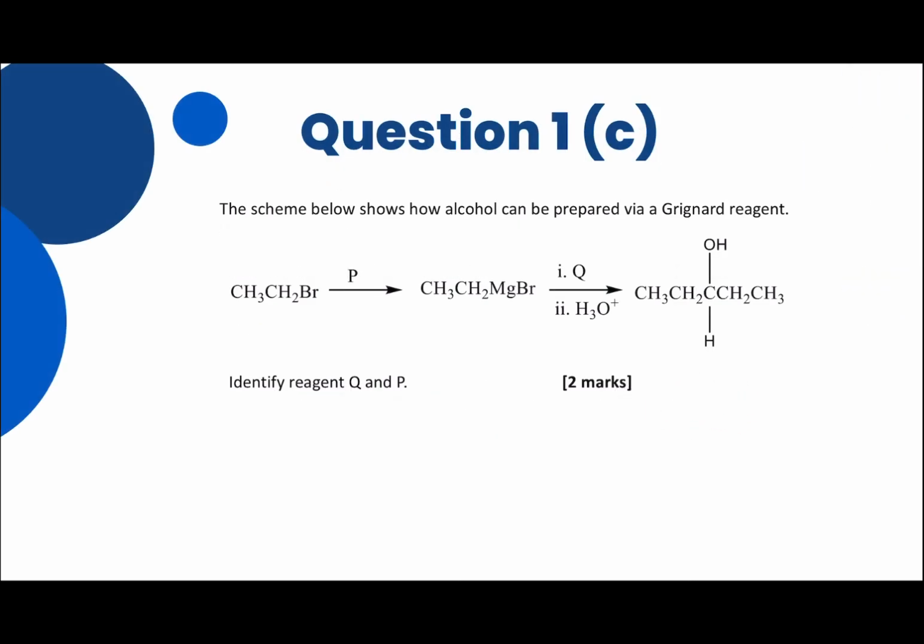The last question 1C, this is the reaction scheme where you convert between reagent P and reagent Q here. So you have to identify what are those. So as I see here, you have magnesium in the middle between alkyl group and halogen. So of course we are going to use magnesium as our reagent P, and this magnesium forms a Grignard reagent. This is the hint. So I'm going to put reagent P as magnesium in dry ether, always like that.